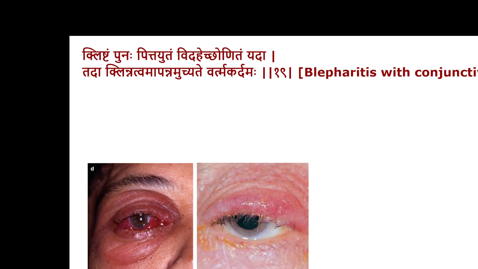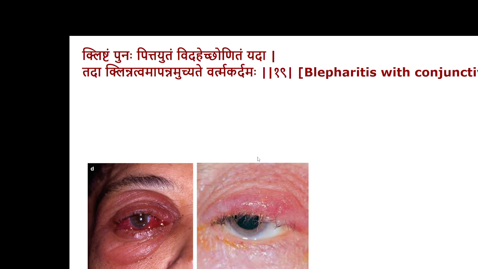When there is otherwise a similar appearance, but it involves the conjunctival surface and produces a lot of discharge, that condition is called Vartma Kardama. This is exactly what you see in blepharitis with conjunctivitis. The blepharitis, the same issue which we have discussed already, when the involvement of the conjunctival surface results in conjunctivitis, inflammation of the conjunctiva and a lot of discharge, the whole appearance persists with discharges over there, making it moist, and Sushruta has considered this as Vartma Kardama.